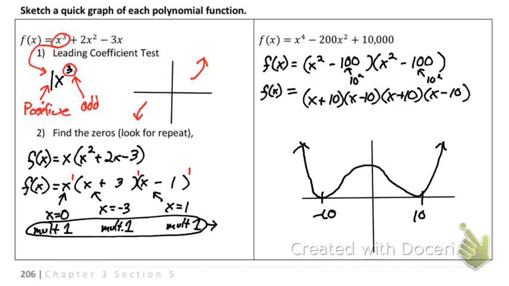Double check. You should have a W shape because it was supposed to bounce. We would have negative 10 multiplicity 2 and we'd have a positive 10 multiplicity 2. Both would be tangent, bounce off. Here would be your graph.